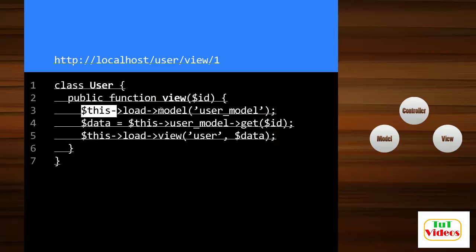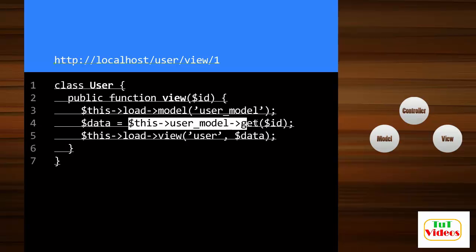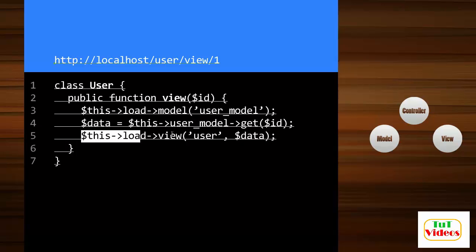So I use this load model, user model. What that does is it makes the user model accessible to the controller with the this keyword. And what I did was I did this user model get and then the ID. And that's just an example call. We would actually have to write out the model code. I assigned what would be a return value to the data variable, and then we load a view, the user view, and we pass in data.